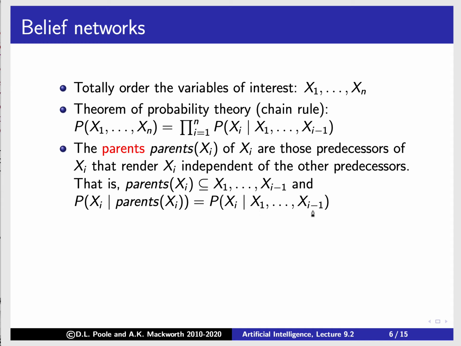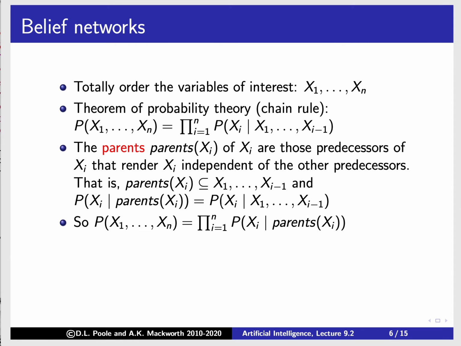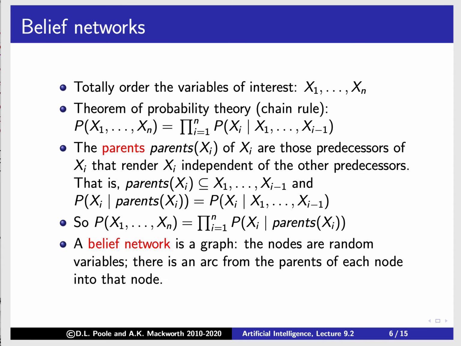Of course, in the worst case, the parents could be all of them, in which case we haven't made any assumptions at all, but often we're going to depend on very few of the predecessors. If we do that, it's pretty easy to see that the probability of x1 to xn is the product of the probability of xi given the parents of xi. So that's a belief network.